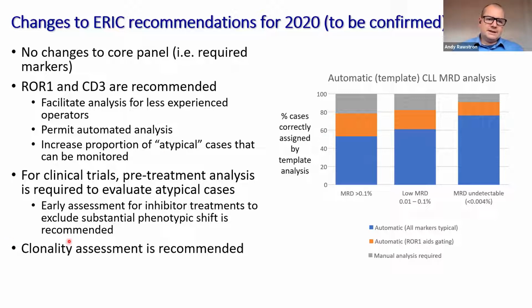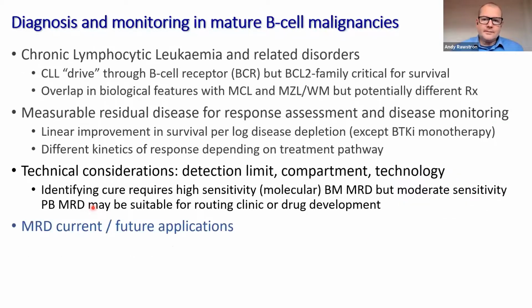We would say that clonality and pre-treatment assessment is required for atypical cases in clinical trials, and that's really more because with the newer treatment approaches, we're seeing so many atypical cases coming through. Okay, so last couple of minutes, just talking about current and future applications, how we would use monitoring, particularly for chronic lymphocytic leukemia.